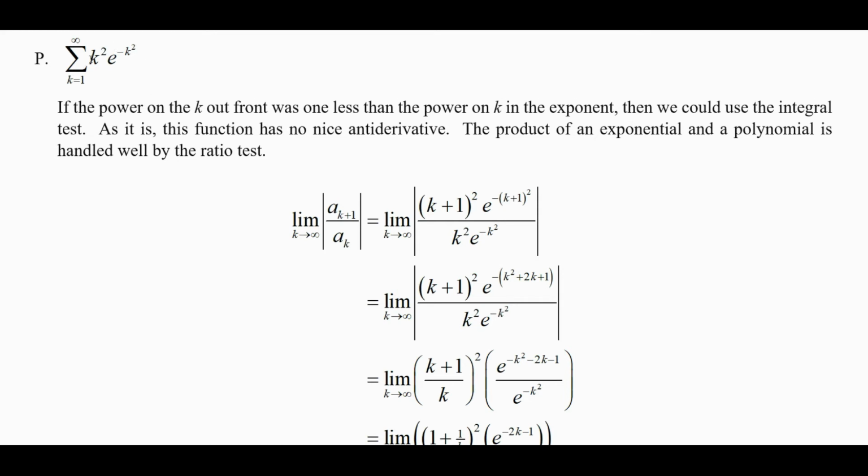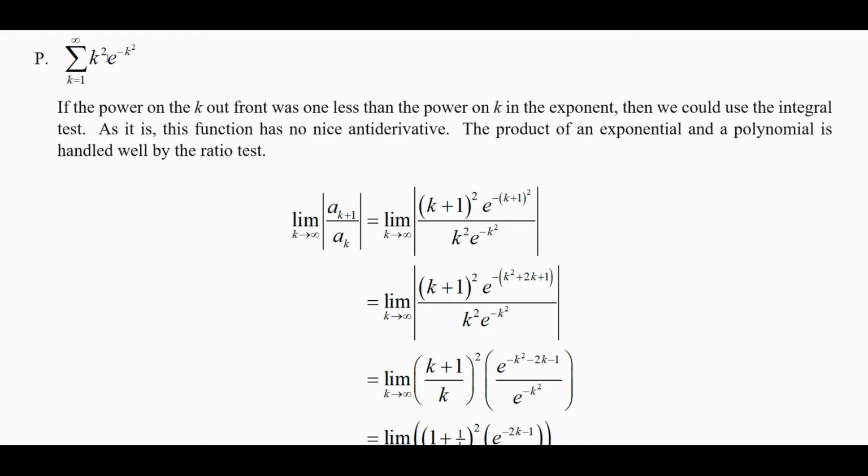So if the power out front were just k to the first power, well, if it was just one less power than the power up here, we would have been able to do a substitution and do an integral test. But as it is, that's not going to be a good option for us here. So we're going to use the ratio test.